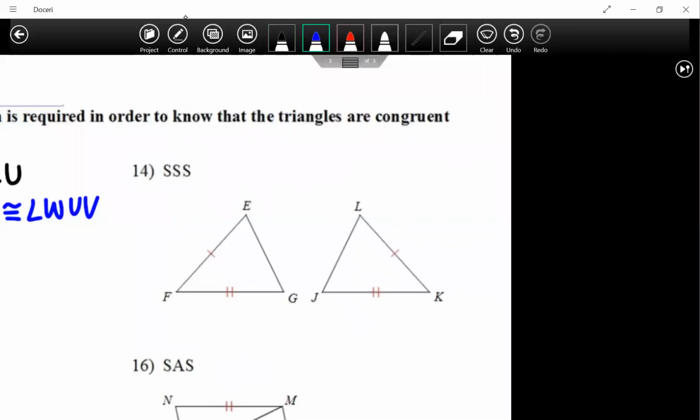14, can we add any information in? Yes. No, we cannot. They do not share a side, and they are not vertical. We cannot add anything. What 2 sides must be congruent for us to have a side-side-side triangle relation? EG and LJ. EG needs to be congruent to, could have also written as this, GE congruent to JL.